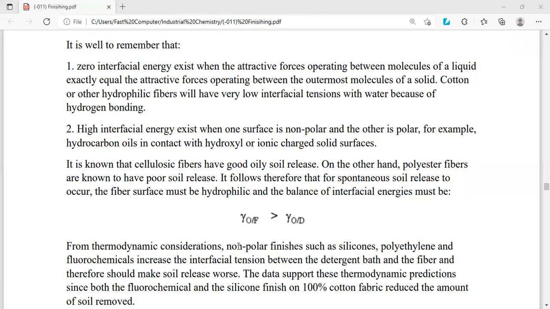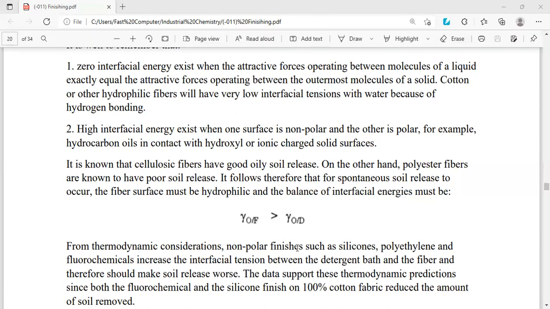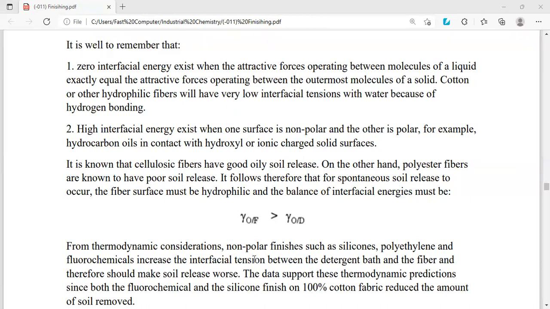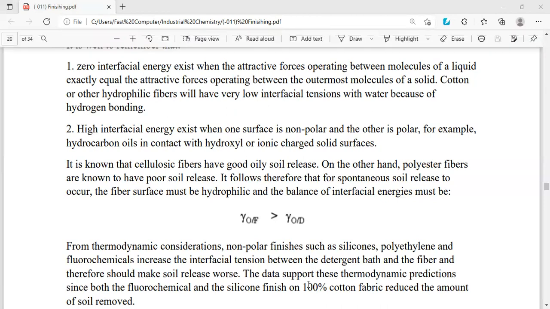From thermodynamic considerations, non-polar finishes such as silicones, polyethylene, and fluorochemicals reduce the interfacial tension between the detergent bath and the fiber, and therefore should make soil release worse. The data support these thermodynamic predictions, since both the fluorochemical and the silicone finish on 100% cotton fabric reduce the amount of soil removed.